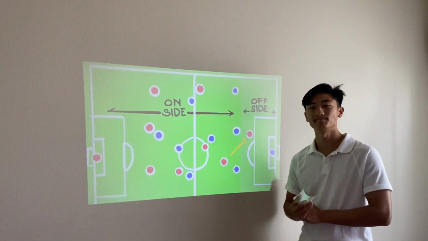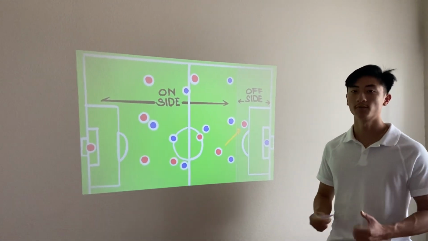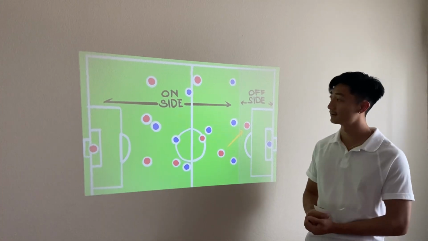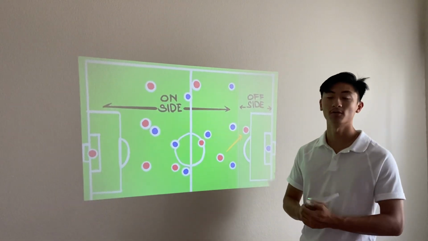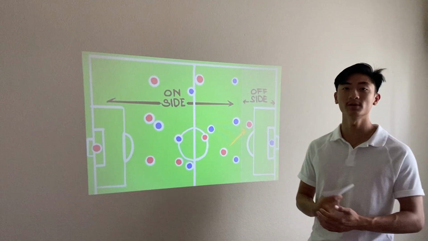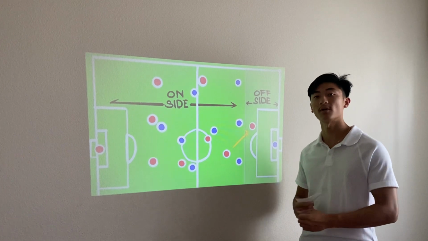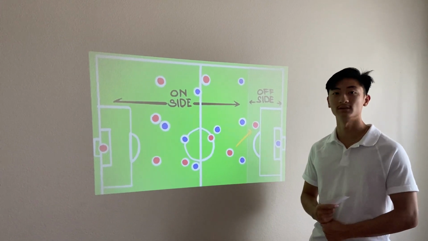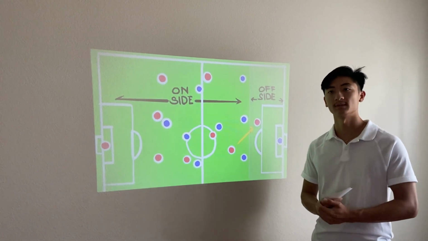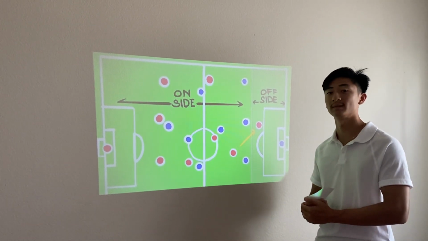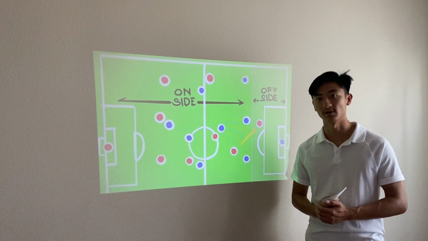The rule is really hard to grab hold of for beginners. The formal definition, according to the FA, is if any part of the head, body, or feet is on the opponent's half, excluding the halfway line, and if any part of the head, body, and feet is nearer to the opponent's goal than both the ball and the second last defender, they are considered to be offsides.